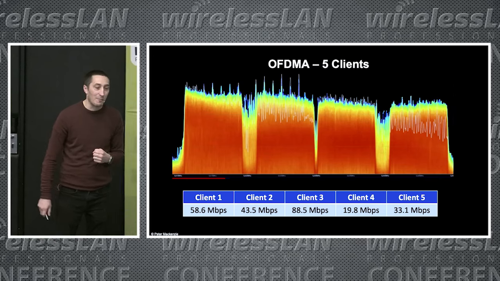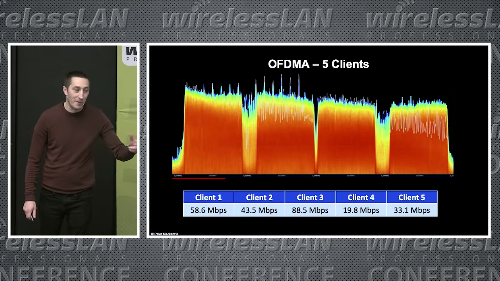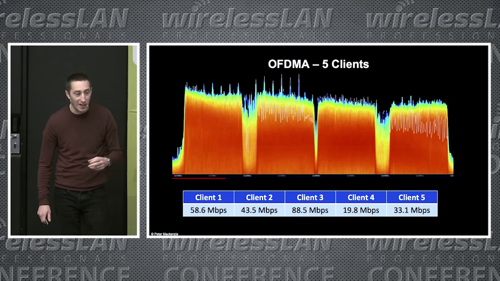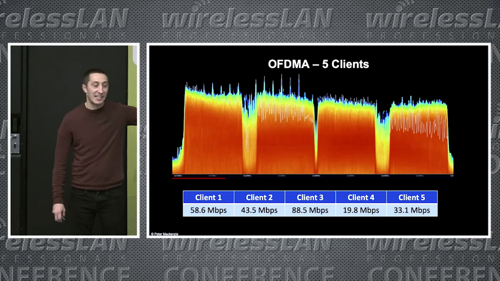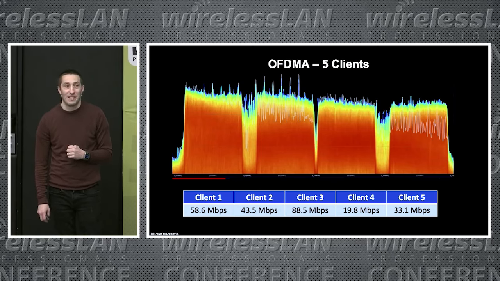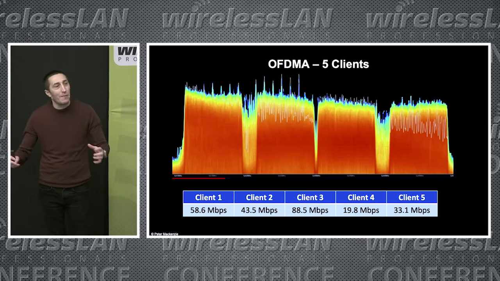But what did the actual per client throughputs look like? They were quite different. I've got 58.6 megabits per second, 43.5, 88.5, 19.8 and 33.1. So there's someone getting 88.5 and someone getting 19.8. It was very interesting, I thought. I can't explain exactly why. So that's looking at throughput.